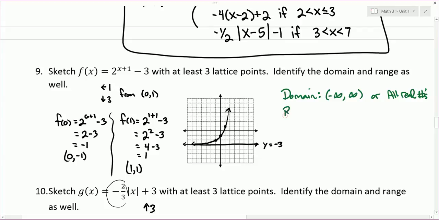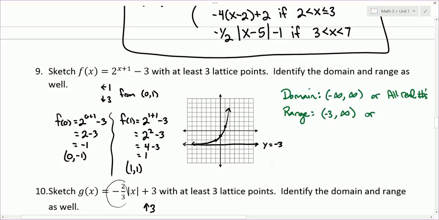For the range, what's the lowest point represented on this graph? Well, it gets really close to a y value of -3. Never gets there, so y equals -3 is, in a sense, a boundary. It's never going to be equal to it, but it will get as close as we want to it. What's the highest point? It's going to go as high as we want, and so lowest point, -3, don't include it. Highest point, as high as we want.